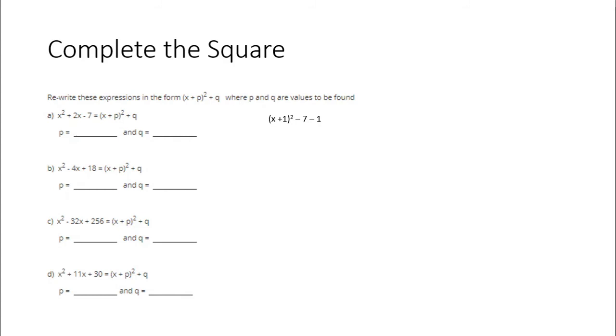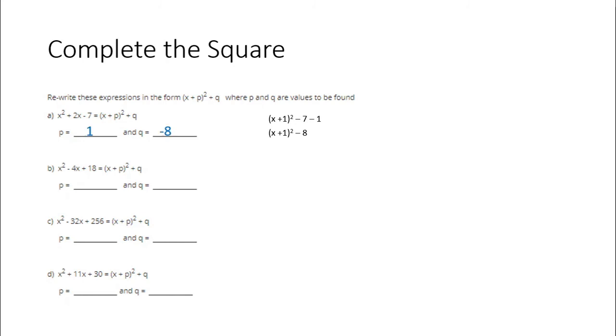And then remember, for the q value, what we want as our number term is -7. But squaring this bracket is going to give me 1 squared as an extra number term. I don't want that, so I minus that off. So altogether, simplifying this outside, that's going to give me -8 as my q term. So p is 1 and q is -8.